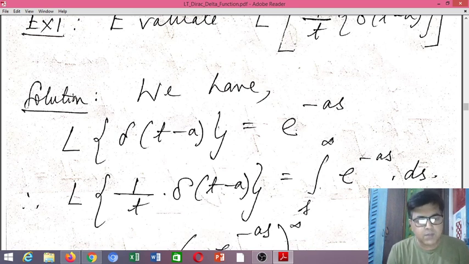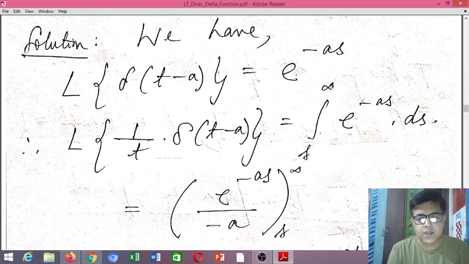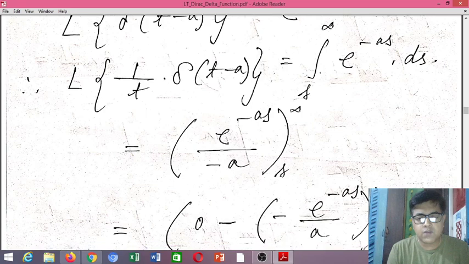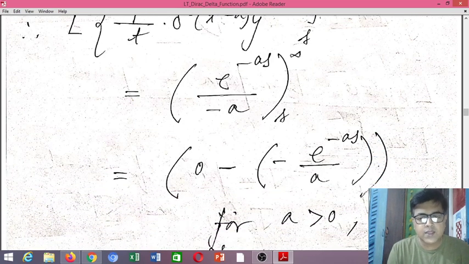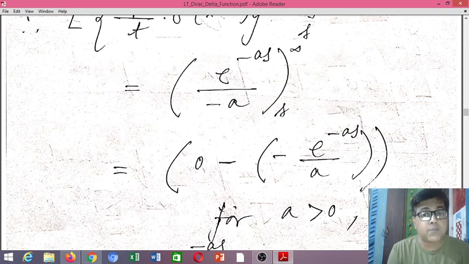So from the division by t property, if you remember, L of f(t) by t will be the integral from s to infinity of f bar(s) ds. So exactly I am doing it over here. So L of delta(t minus a) by t, which is asked in the question, will be equal to the integral from s to infinity of e to the power minus sa into ds, right? Which on integration gives me e to the power minus sa divided by minus a. The limits are from s to infinity. We are assuming the fact that both a and s are positive, because if a and s are not positive, this integral will not converge, it will diverge.